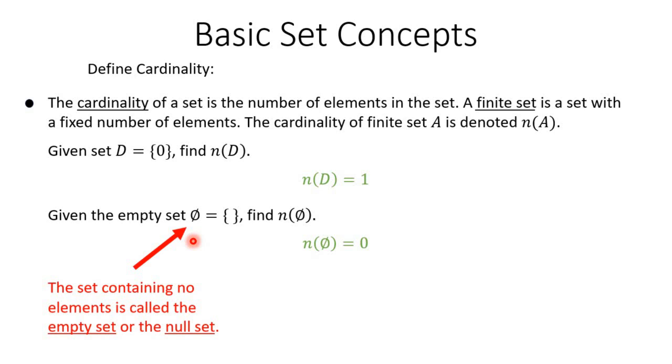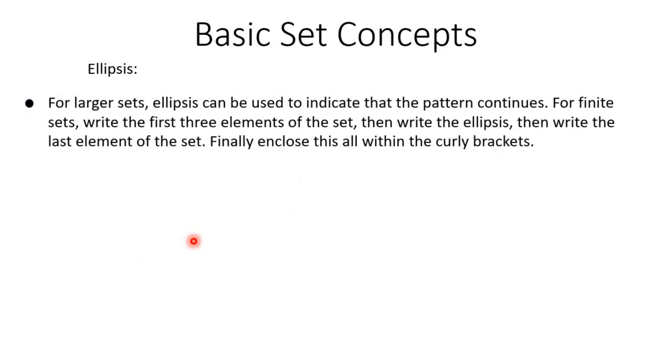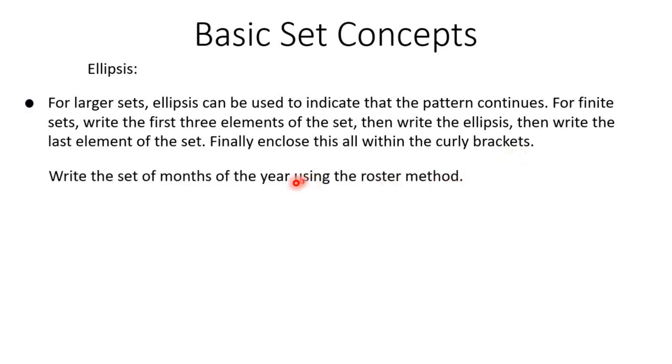Okay, now we can use ellipses to show patterns when we're using set builder notation. So for larger sets, ellipses can be used to indicate that the pattern continues. For finite sets, write the first 3 elements of the set, then write the ellipses, then write the last element of the set. Finally, enclose this all within curly brackets. So let's do that. Write the set of months of the year in roster form.